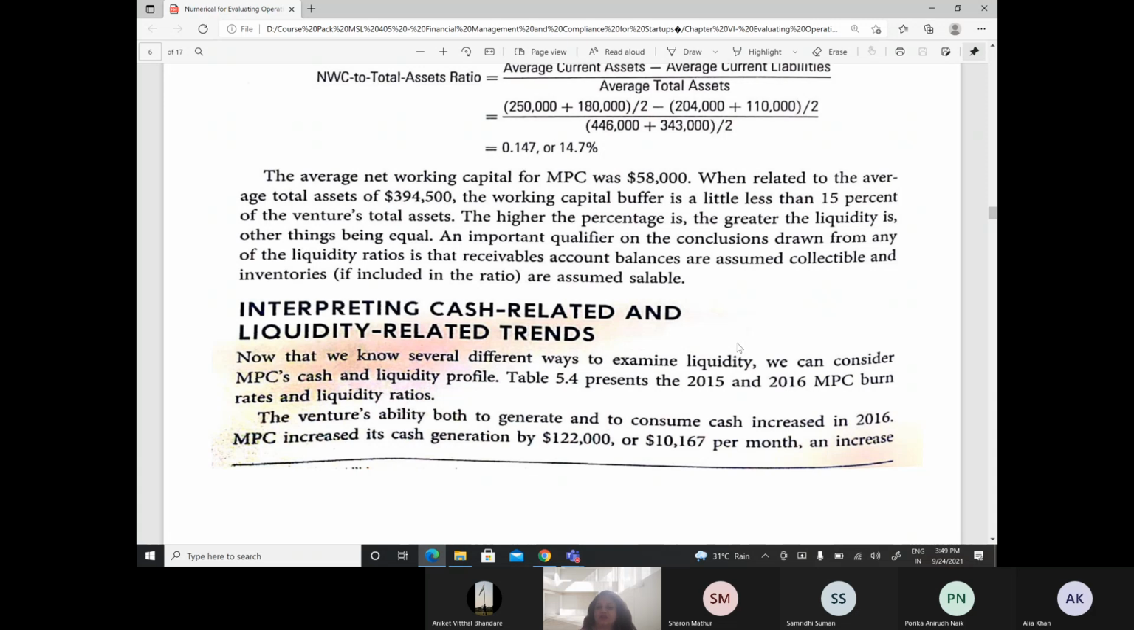An important qualifier on the conclusions drawn from any of the liquidity ratios is that receivables account balances are assumed collectible and inventories are assumed saleable. Okay, so naturally, we have to assume that inventory, whatever value we are using, is actually saleable, and whatever receivables we are mentioning, that is actually collectible.